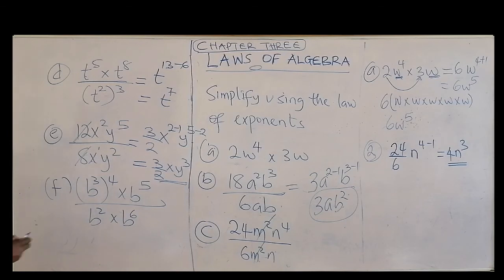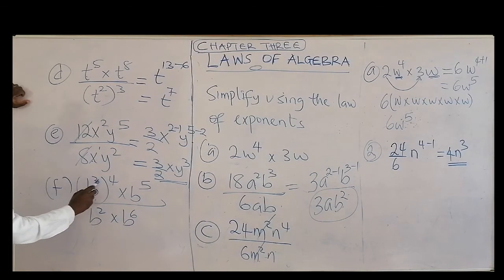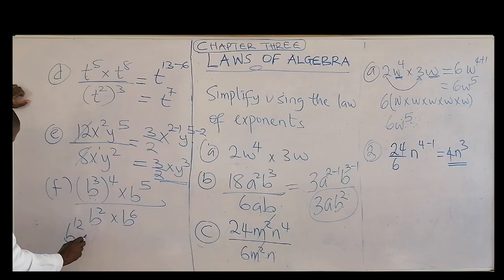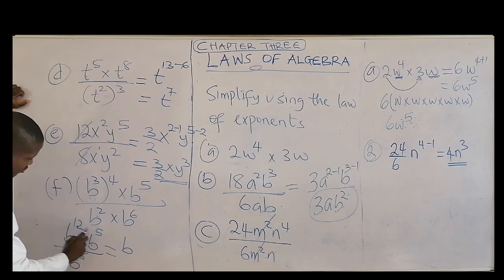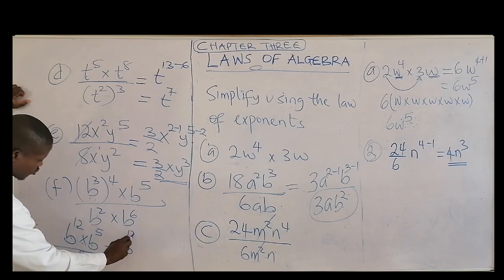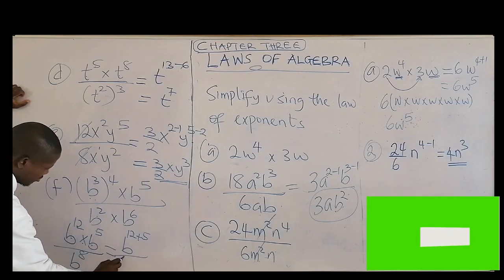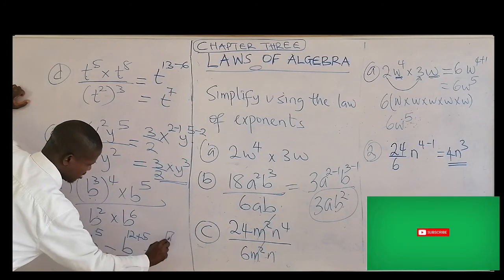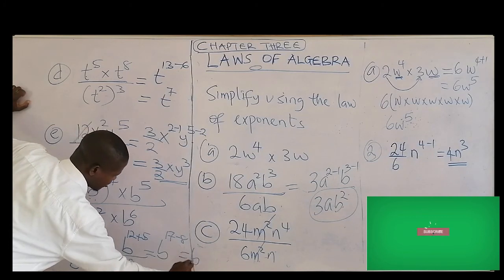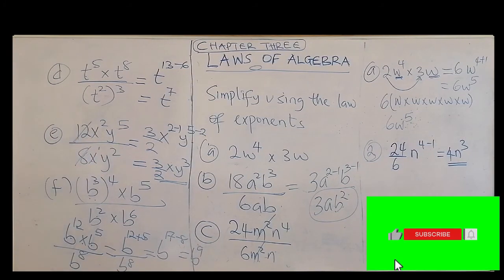And for this one here, this will be equal to what? 3 times 4, that's b12 times b5 all over this one and this one, that will be b8. So take one of the bases. So that will be b to power what? You add the powers together because you are multiplying. That will be 12 plus 5 all over b8. And that will be equal to b17 minus 8. And that's b9. So that's that question.